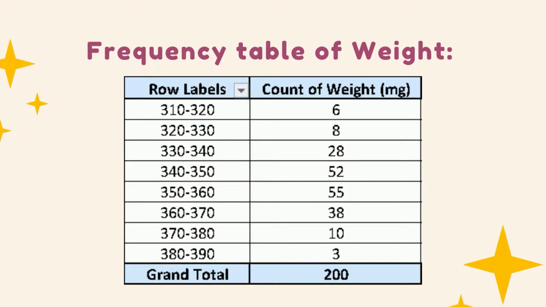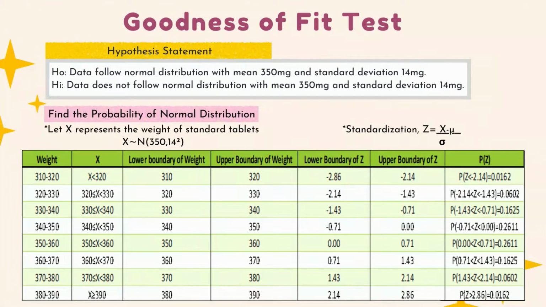Before we start doing the goodness of fit test, we need to collect our data by creating a frequency table with a suitable range of values. As you can see here, this is our frequency table of weight with 8 categories and grand total, known as N, is 200. First of all, for goodness of fit test, we need to set our hypothesis statement.